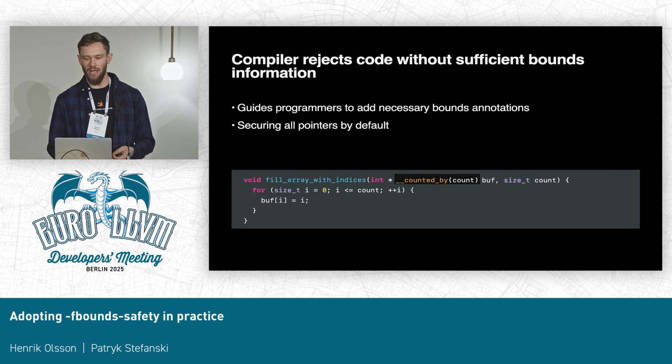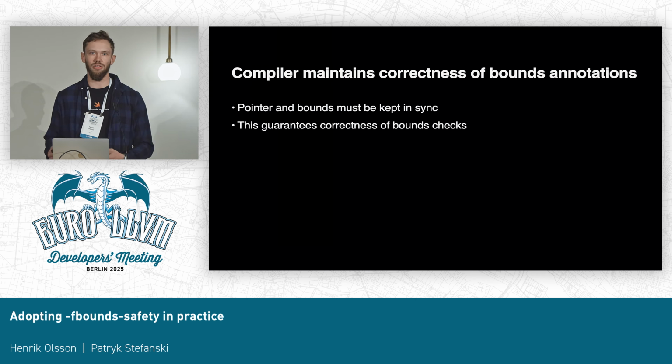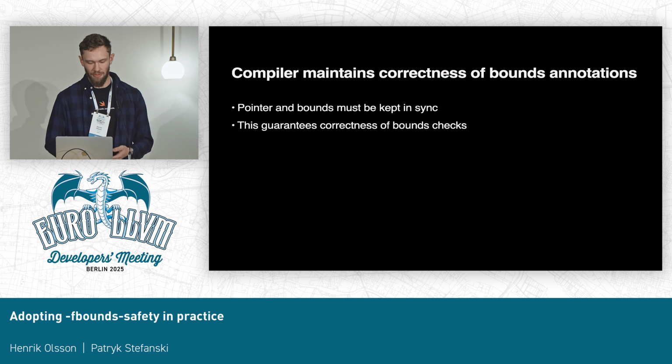But it's not enough to add the required bounds information. It must also be accurate. For example, the programmer must also ensure that the count is updated whenever the pointer is, and vice versa. Otherwise, a pointer that started out with correct bounds information may end up with outdated bounds information when one of them is updated, and then you run into a bounds check, and it's not actually the correct bounds.